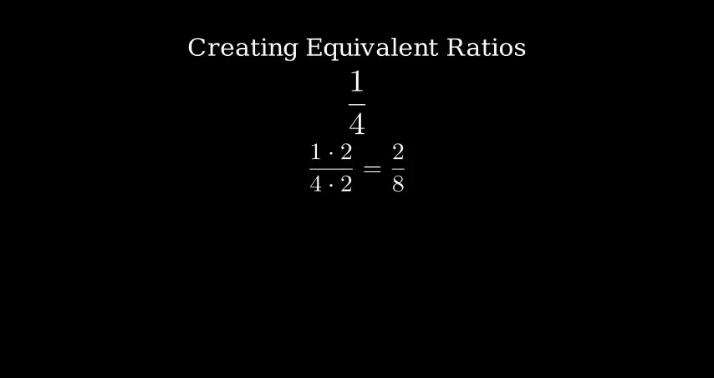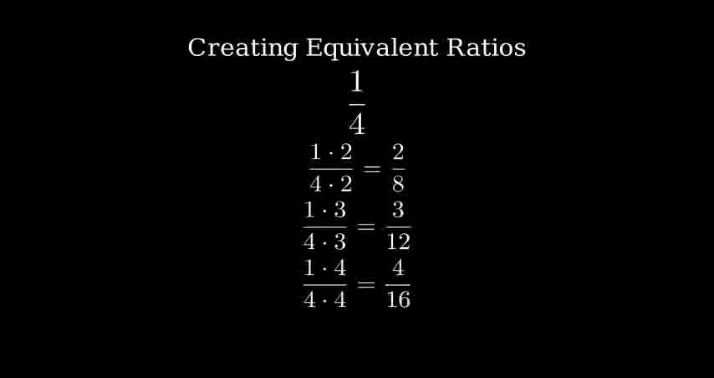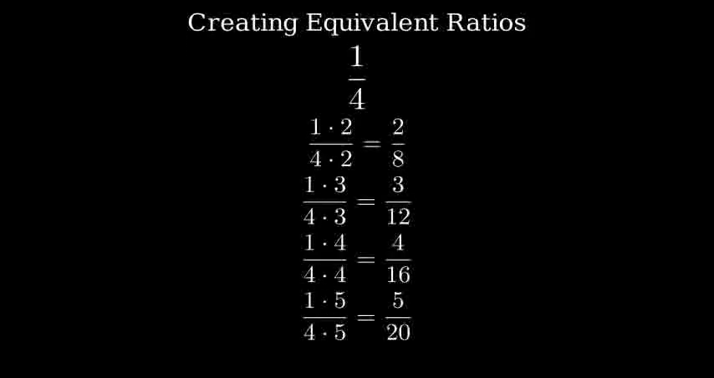Now, let's create some more equivalent ratios by using different numbers to multiply with. First, we multiply the numerator and denominator by 3 to get 3/12. Next, we'll multiply them by 4. This will give us 4/16. Finally, let's multiply by 5 to form 5/20. We've now created several equivalent ratios for the fraction 1/4.